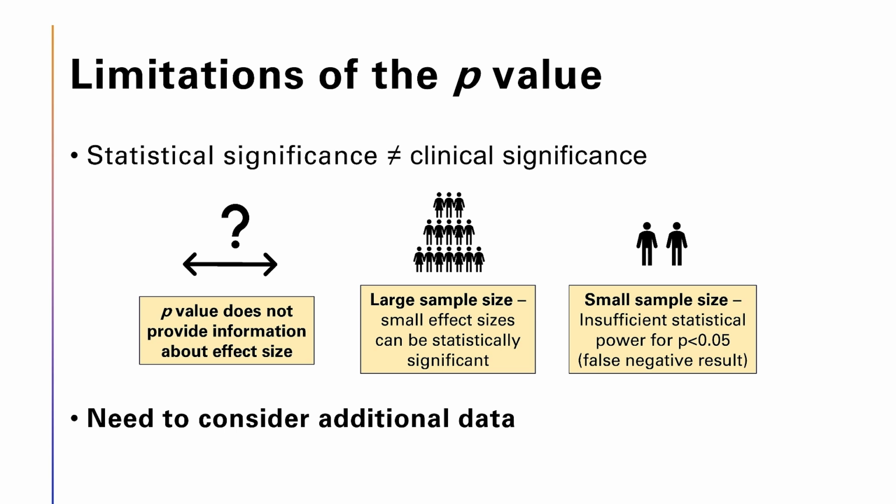Hence, other values should be considered, including what we call a confidence interval, which you might be more familiar with as the 95% CI. On the other hand, if the sample size is too small, it can cause a false negative result, as there might be insufficient statistical power to cause the p-value to be less than 0.05. So due to all these existing limitations of the p-value, it's always important to consider alternate information, including study design, statistical test used, sample size, and importantly the confidence interval when reading and conducting medical research.